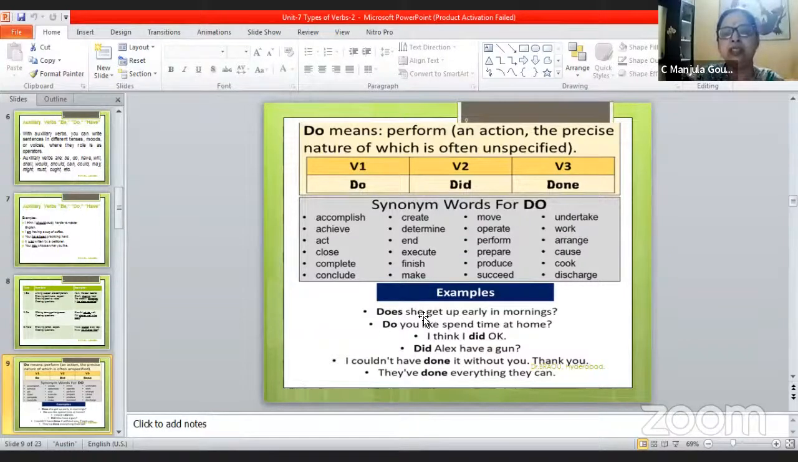Okay, look at the sentences. Does she get up early in the morning? So now you are not writing do as it is. You have taken the third person form of it. So do, the past tense form is did, and the past participle is done. So you are using does over here. Then look at those sentences first. Does she get up early in the mornings? So here again, it is a question that is being asked. Do you like to spend time at home?